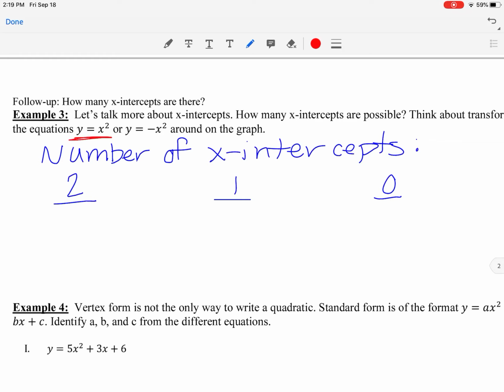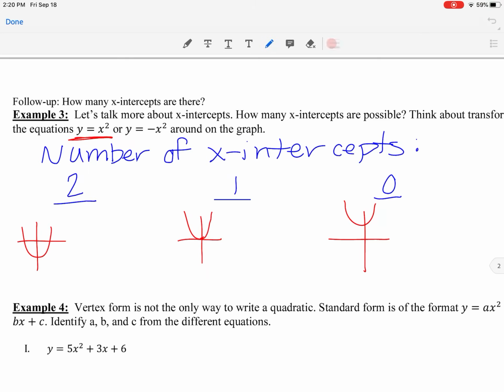So looking at y equals x squared, an example of what x squared would look like opening up, having 2 x-intercepts would look like this. Having 1 would look like this. It would just come and touch. We'll say it touches right there in the middle. And then if it has 0, that means I would shift it up, so it never touches the x-axis.